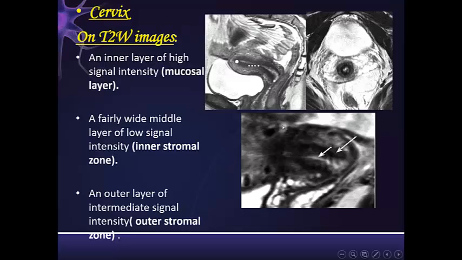Regarding the cervix, it is very important on MRI. The cervical zonal anatomy is very important on MRI. We have just stated it in the first part of the lecture. Here, this is the inner layer of high signal intensity, which is the mucosa. And then the fairly wide middle layer of low signal intensity, the inner stromal zone, and the outer intermediate signal stromal zone. Okay.